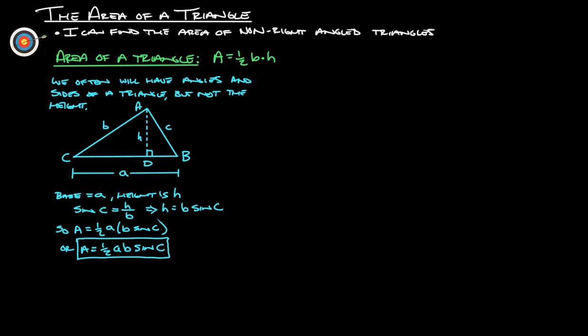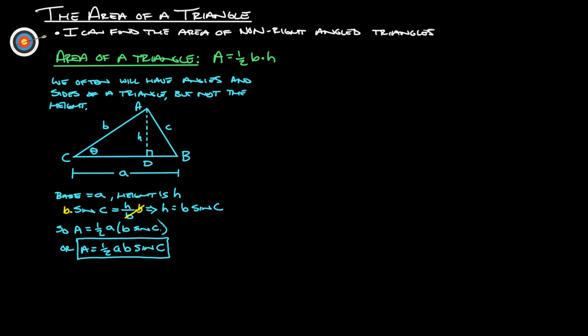Let's say here is sine of C, so we're going to call this our angle. Sine of C is the opposite side over the hypotenuse. In this case, the opposite side is h and the hypotenuse is b. So the sine of angle C is going to be h over b. Now, if we multiply both sides by b, these b's go away, and we simply have h equals b sine C. So here it is, h equals b sine C.